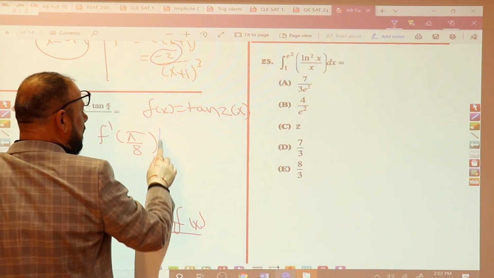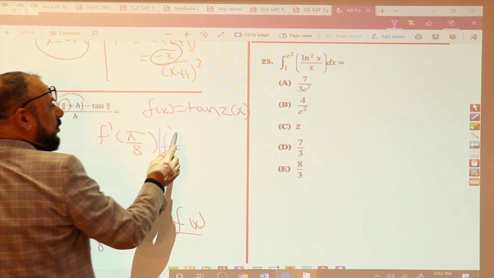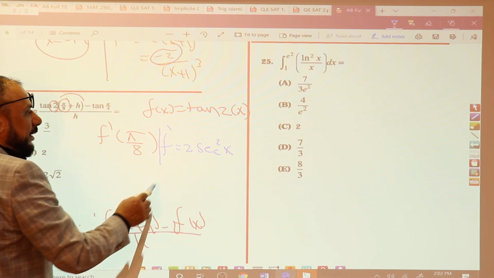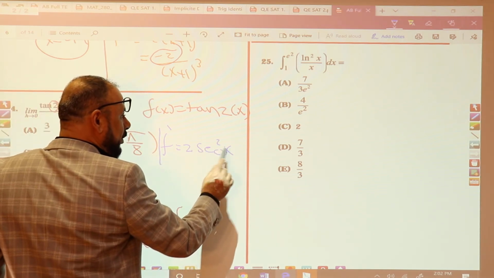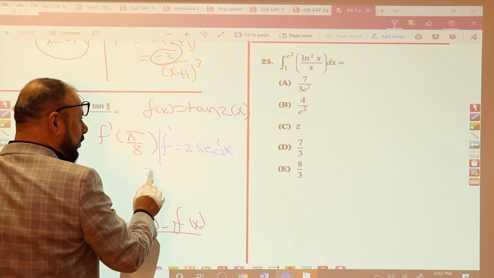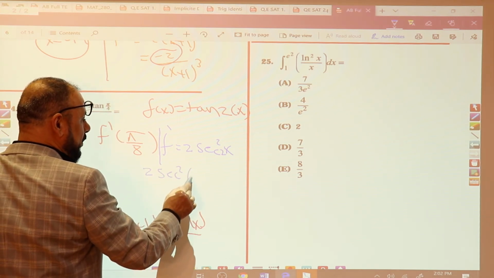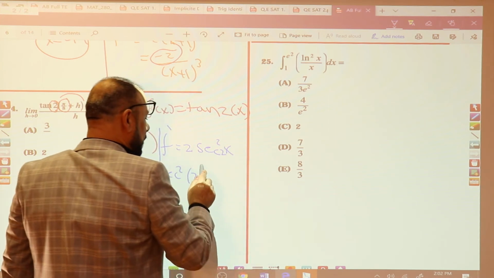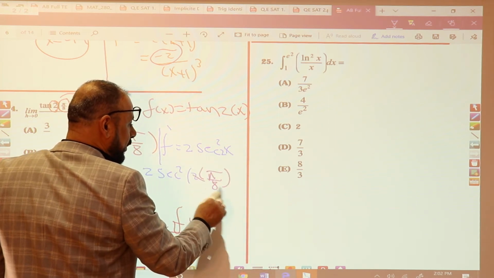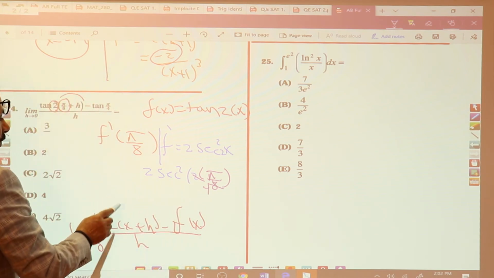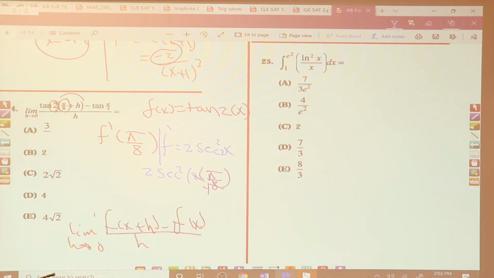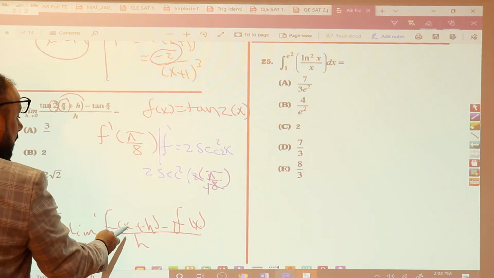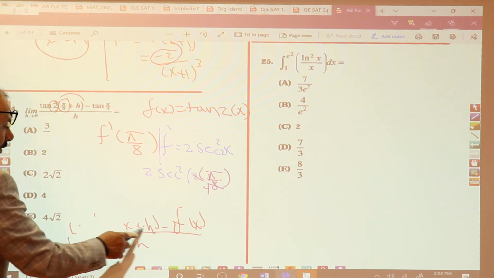Find your derivative here. What is the derivative of tan? Derivative of tan is secant square, so 2 secant square 2x. Then at pi over 8, 2 secant square 2 times pi over 8, which is 2 secant square pi over 4. You know this formula, I'm going to erase it to have more space. But again, limit of f of x plus h minus f of x over h.